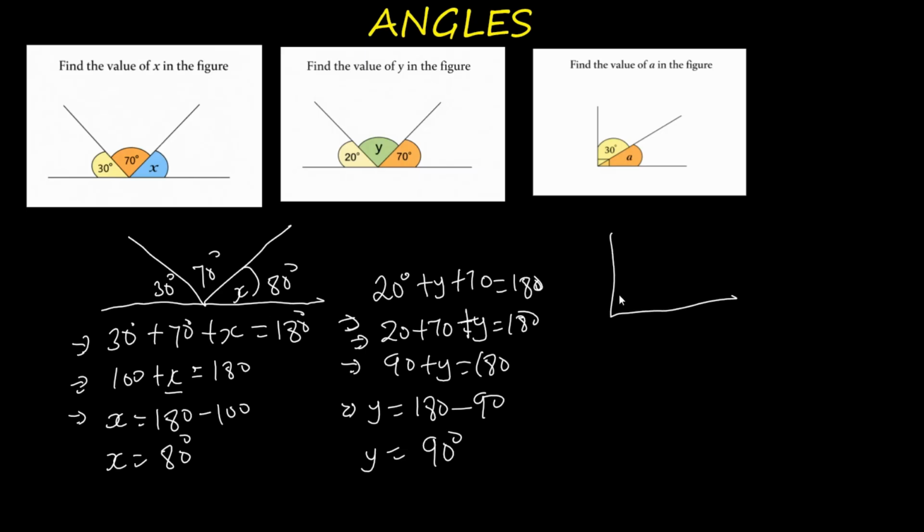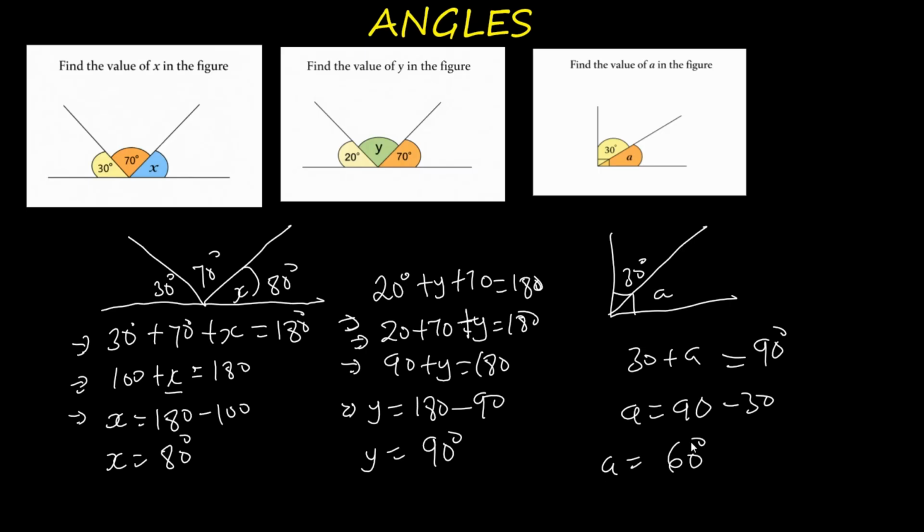We have it, and then we have this one. So as I talked about right angles, as you can see, the total angle is a right angle, and it's equal to 90 degrees. Therefore, 30 plus a will be equal to 90 degrees. So we're going to have a is equal to 90 minus 30. So a will be equal to 60 degrees.